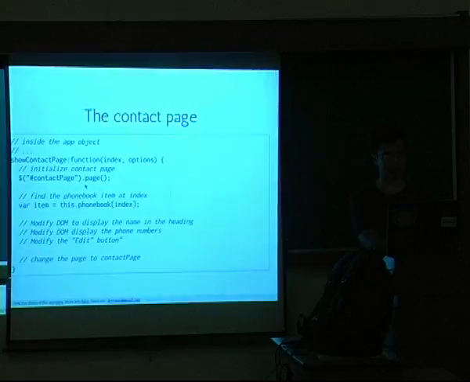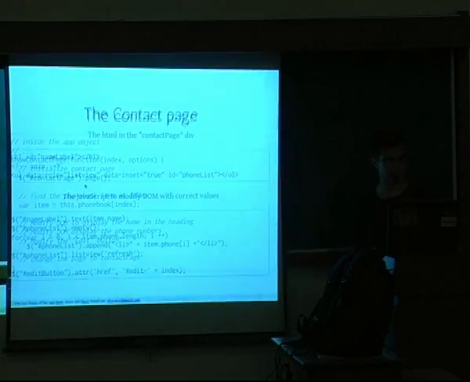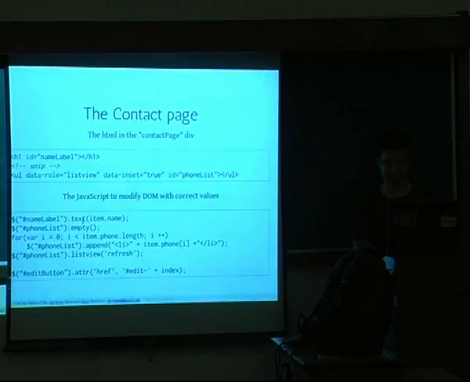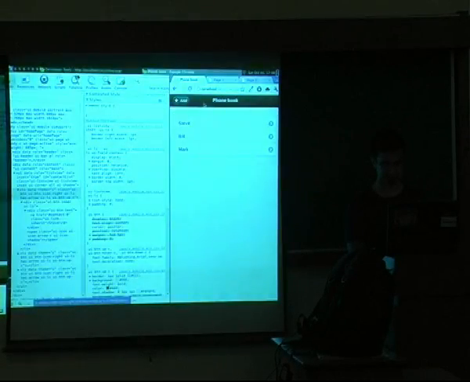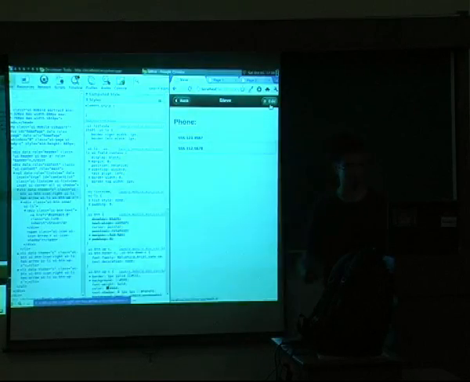So first thing you do, you pick up the item from the index of the phone book and you take the name label, set the text, you take the phone list, empty it, and append nothing but list items over here. So this is essentially a static list. And you run $phoneList.listview and you say refresh again. And as for the edit button, you just set the href, the URL, as #edit-something, which will be handled by the edit page. So that's it. And if I go over here and look at the edit, I don't know if you see it, but it says #edit-0. So that is essentially what is going to happen.